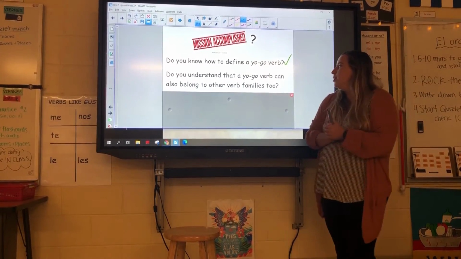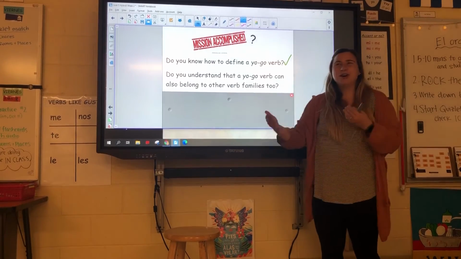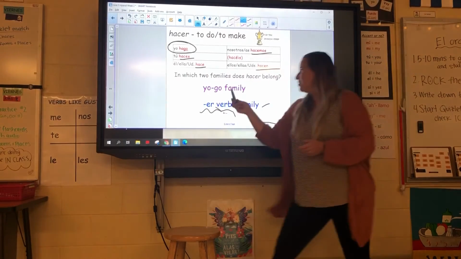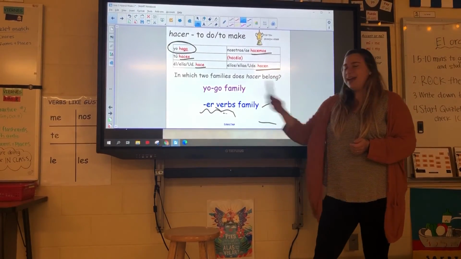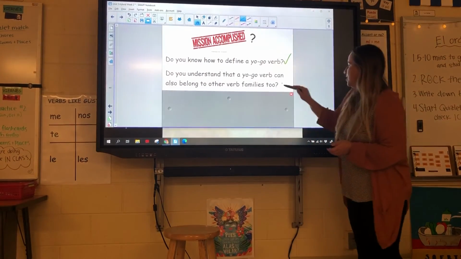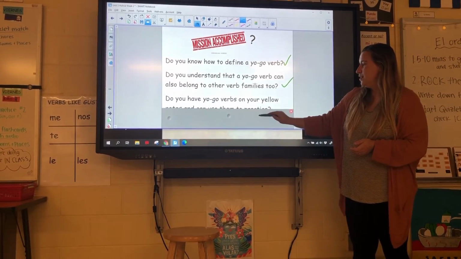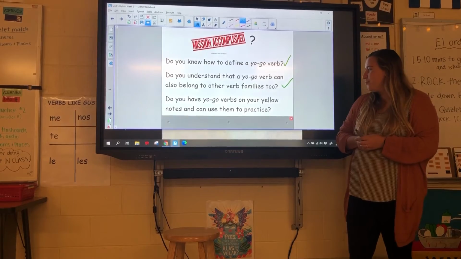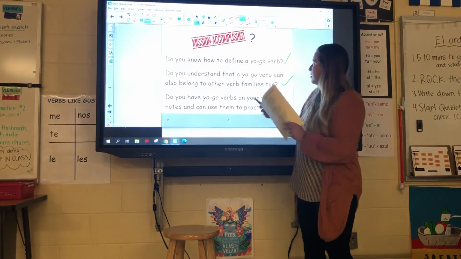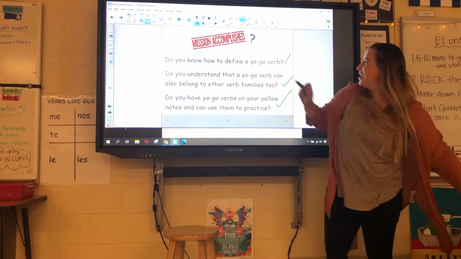Do you understand that a yo-go verb can also belong to other verb families? Like, for example, hacer is in the yo-go family and the ER verb family. You got that one? Okay, check. Do you have yo-go verbs on your yellow notes, and can you use them to practice? Yup. Okay, so then I think we get to do this.